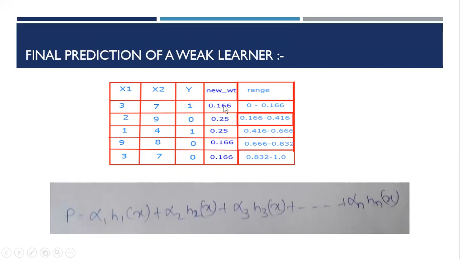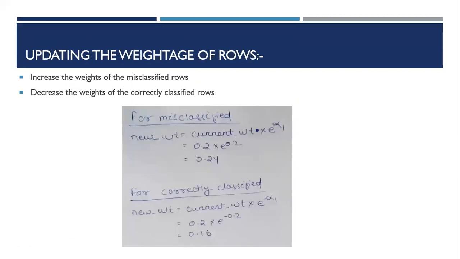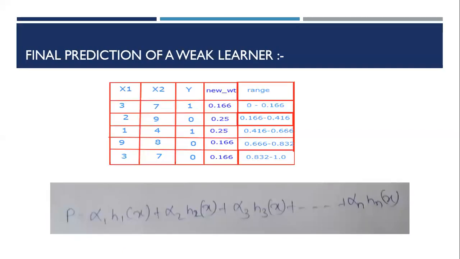Another thing is that these weightage are now normalized. Previously, when we were calculating these numbers, 0.24 and 0.16, when adding all the rows, all the weightage should be 1, but it was not adding up to 1. So we have to normalize all the numbers. So this is a normalized column also, and the new weight is this.